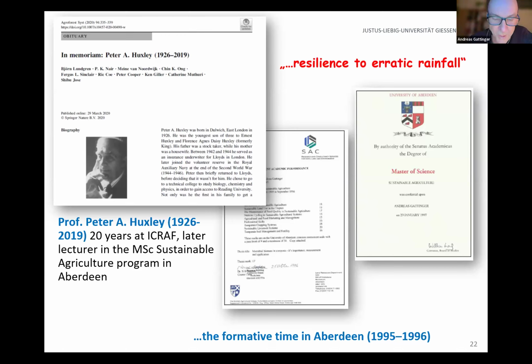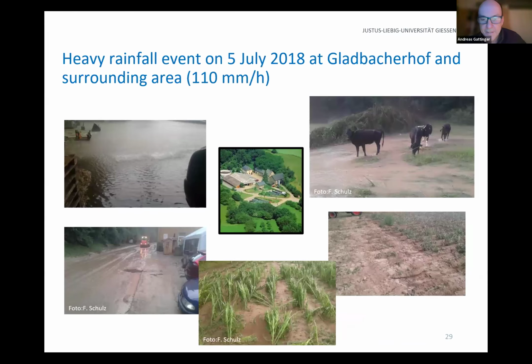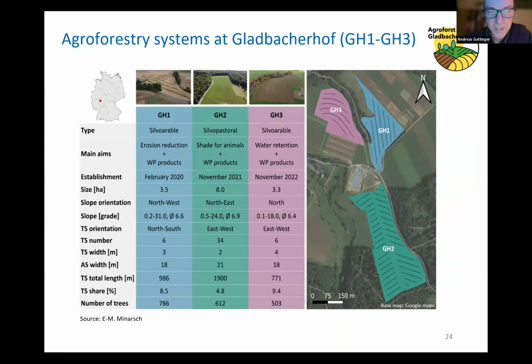And 20 years later, when I was a professor at Gießen University on our research farm Gladbacherhof, I realized what he meant. In July 2018 there was a heavy rain of more than 100 millimeters per hour, and even though the farm and the soils had been managed organically for more than 30 years, this was not enough. This was far from enough to show any kind of resilience, as you can see on these photographs. And this was the birth date, so to say, of our agroforestry research platform at Gladbacherhof farm.